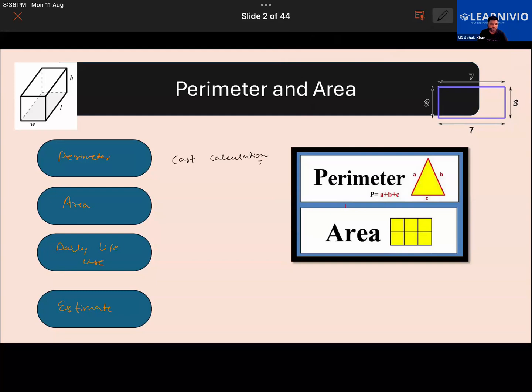per 100 per square meter. So what will be the cost of the entire area of the floor right now? So we'll be learning about such calculations. We'll be learning about, suppose a fencing has to be done around a playground.